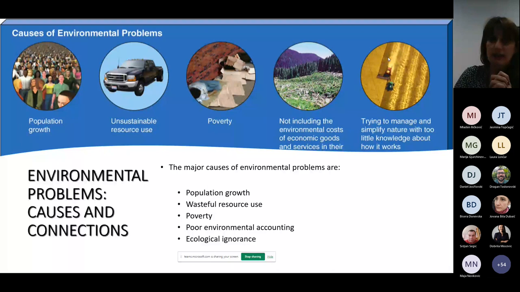But first, let's see what environmental problems, causes and connections are. The major causes of environmental problems are population growth, wasteful resource use, poverty, poor environmental accounting, and ecological ignorance.